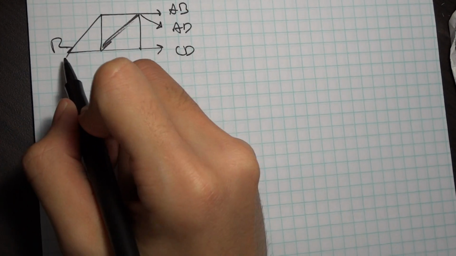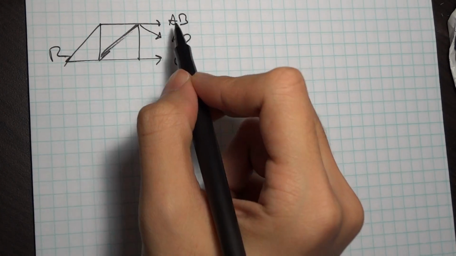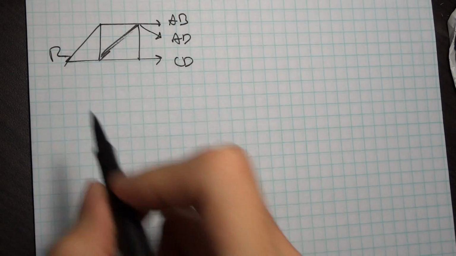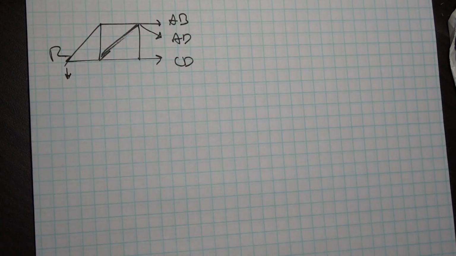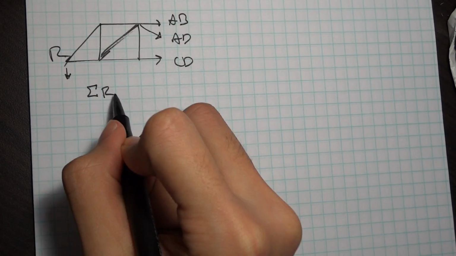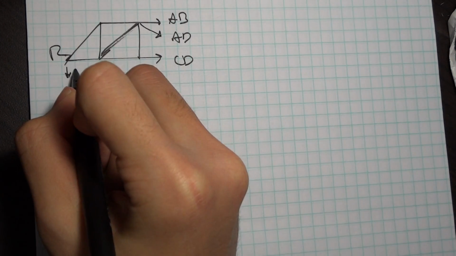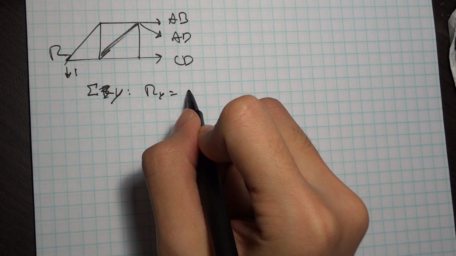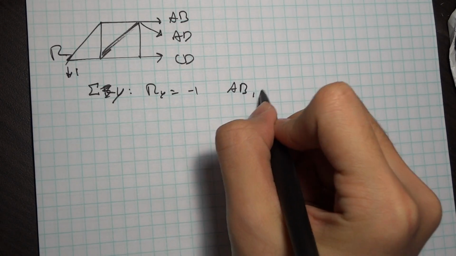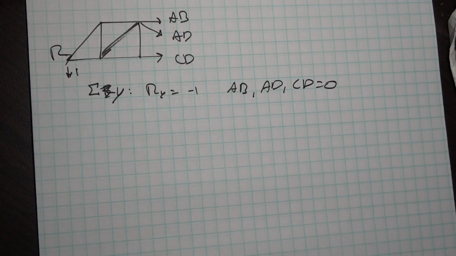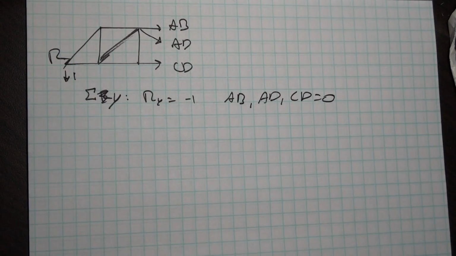When you have a point load here, do you guys agree that you have no forces anywhere else in the member? If I have a point load like this, then I do sum of forces about R, or sum of forces in the y direction. Ry, let's call this 1, Ry equals -1, and our AB, AD, CD equals 0. So right away I already know all the values when I have a unit load at this point.